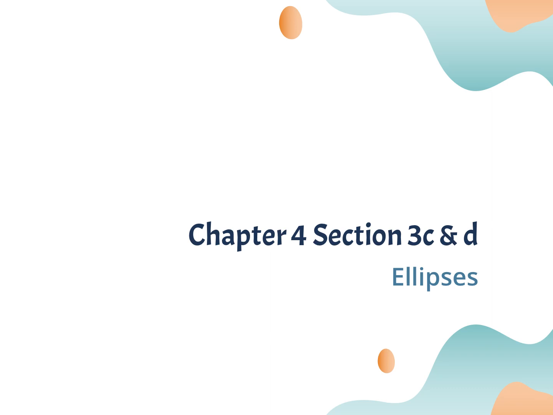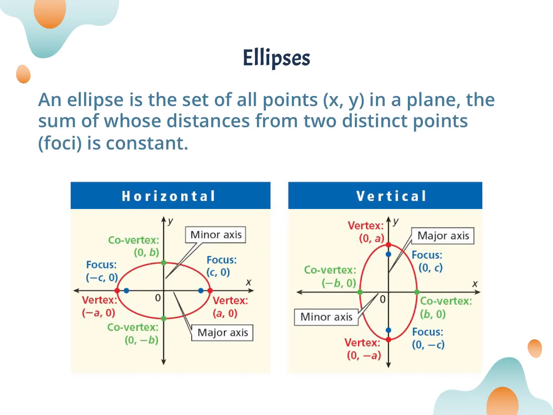So today we're going to cover Chapter 4, Section 3C. So today we're going to learn about ellipses. What we're going to do is learn how to find the different parts. If I go to this next slide, we're going to have ellipses that are horizontal, and we're going to have ellipses that are vertical.